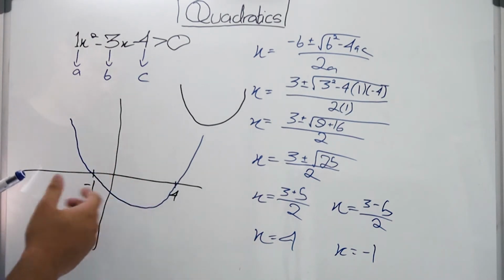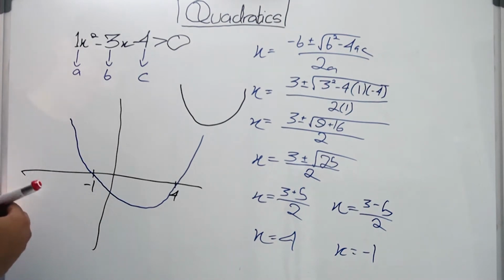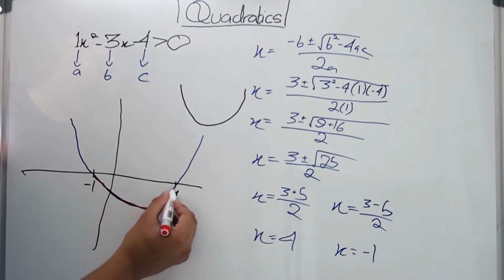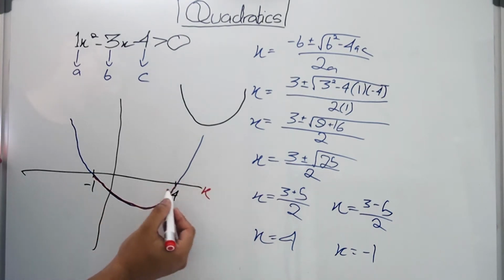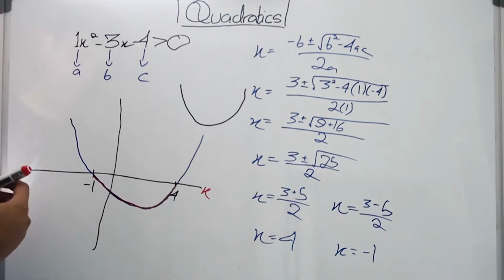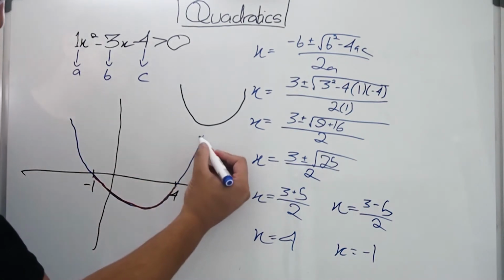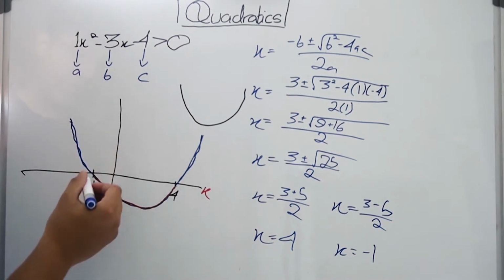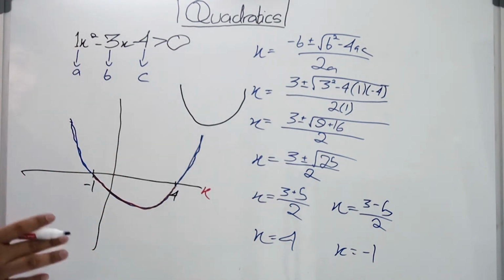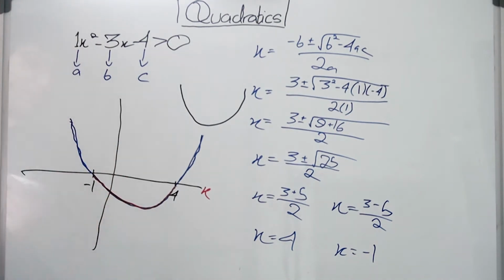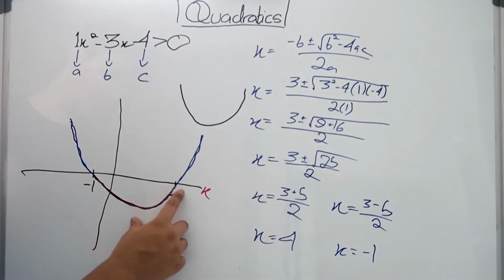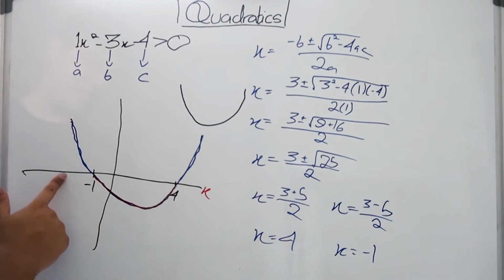So basically you can see over here that these values are below the x-axis. This is the x-axis, so these values are below the x-axis, and these values, the ones that are in blue, are above the x-axis. Now we have to find a way to write these down, and that's really easy. Above the x-axis we have more than 4 and less than minus 1.